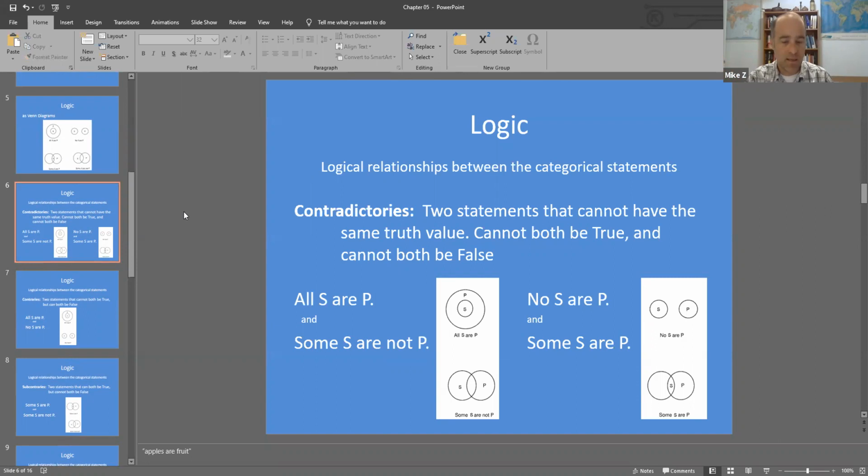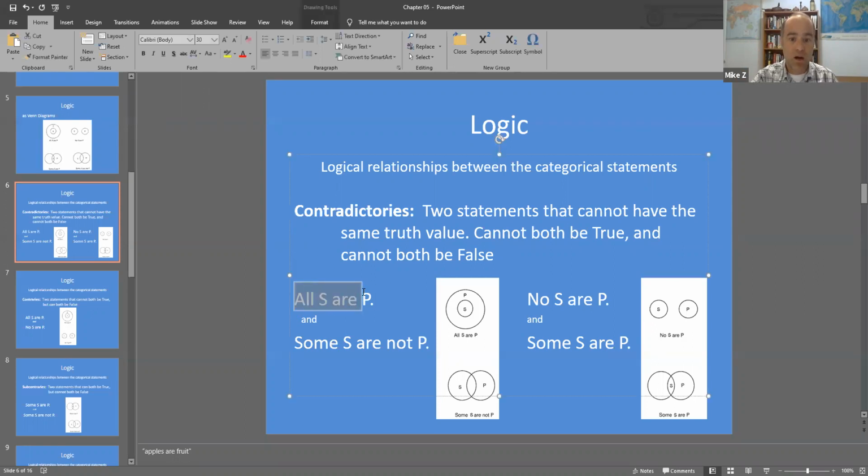Some of these you might grasp intuitively, but some of them are a little more difficult to keep track of, along with why the logical relationships are what they are. So I'll go through some examples in a little more detail. They can't have the same truth value.